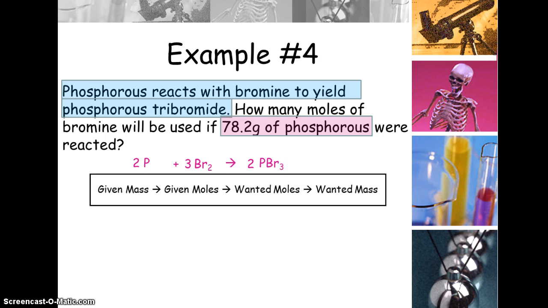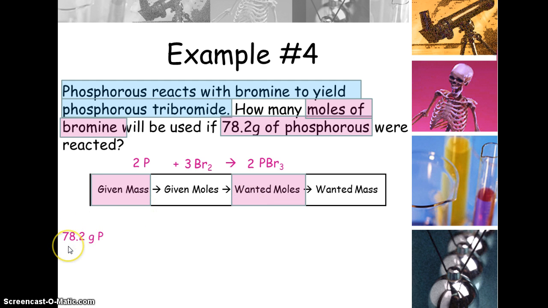Now we know that our given mass is going to be 78.2 grams of phosphorus. That's our given mass. And for this one, it's not a wanted mass, we're actually going to want moles. Now keep in mind what the question's asking you for. And this question is asking you for how many moles of bromine are produced. So this means we're going from given mass, that's 78.2 grams, to wanted moles of bromine.